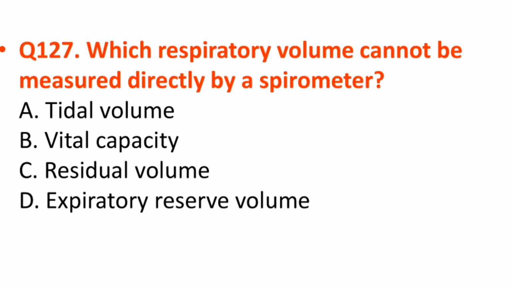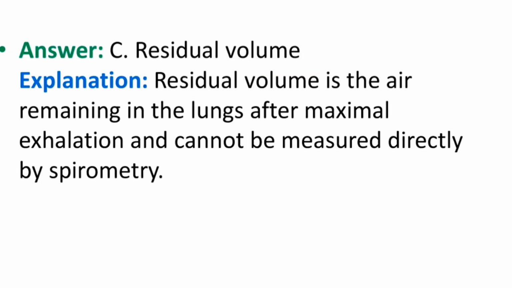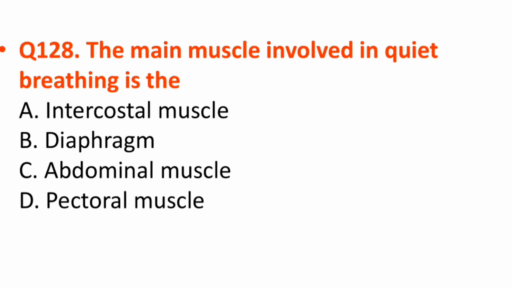The next question: which respiratory volume cannot be measured directly by a spirometer? Option A, tidal volume; option B, vital capacity; option C, residual volume; option D, expiratory reserve volume. The correct answer is option C, residual volume. Residual volume is the air remaining in the lungs after maximal exhalation and cannot be measured directly by spirometry.